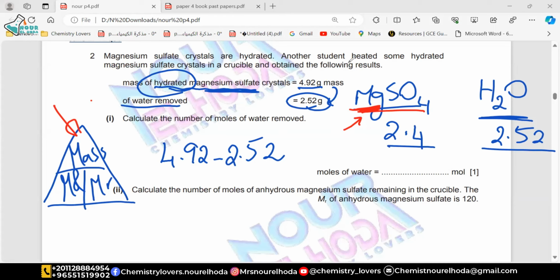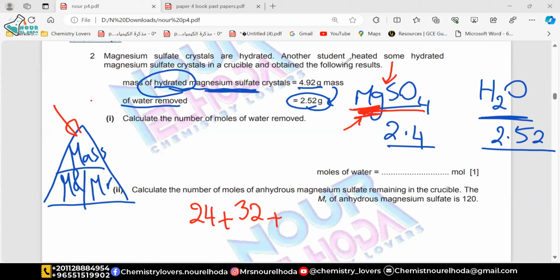So what should I do now? I need to get the MR for the magnesium sulfate, and I need to get the big number. Let's check from the periodic table how I can get the MR. The magnesium alone is 24 plus how many sulfur do I have? One sulfur, so plus 32, plus how many oxygen? I have 4 oxygens, so 4 times 16. So what's the total number? MR is 120. Good job.